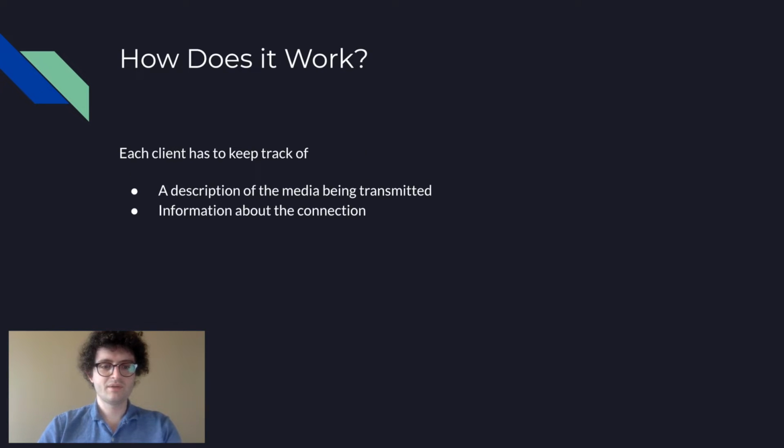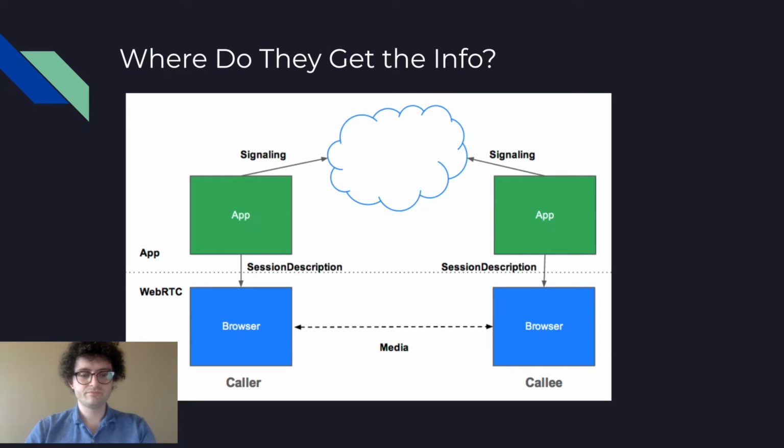Now, how does it work? Well, each client needs to keep track of a description of the media being transmitted by both themselves and by the remote peer, and information about the connection. This gives the browser the information it needs for peer-to-peer communication. And we can see it visualized here.